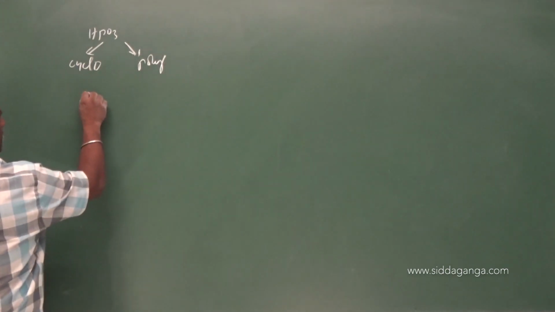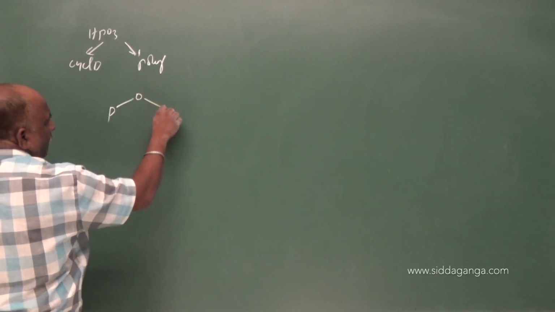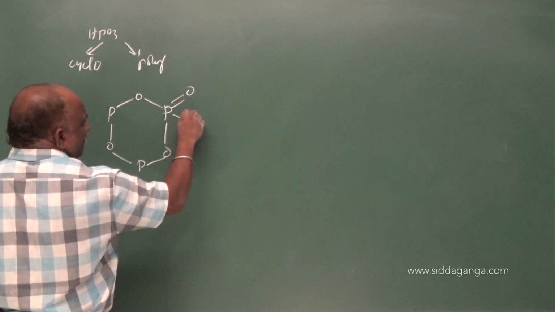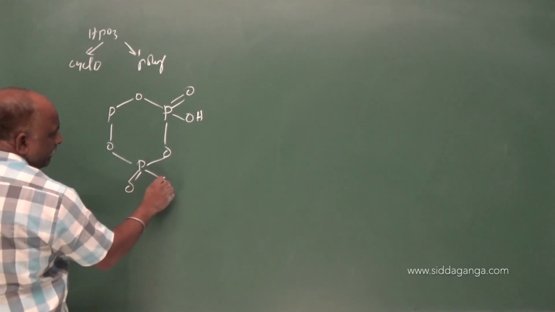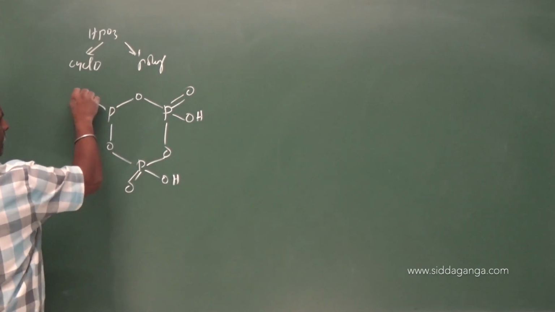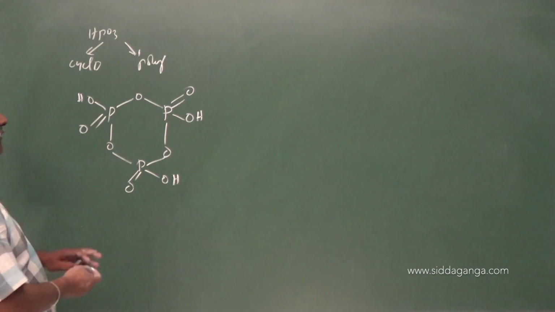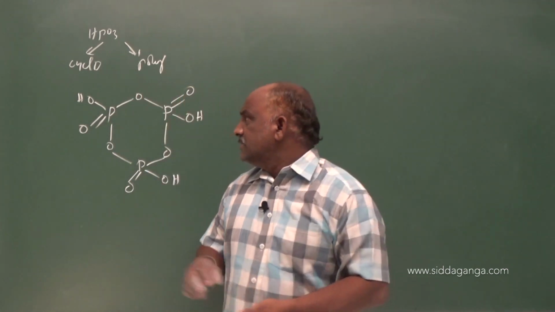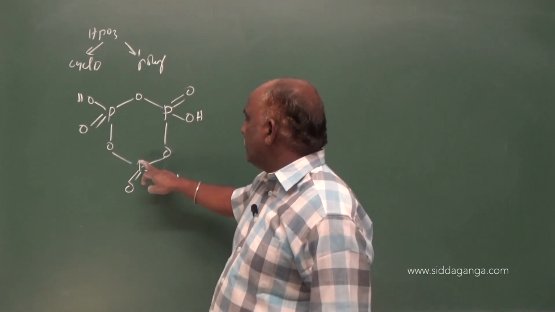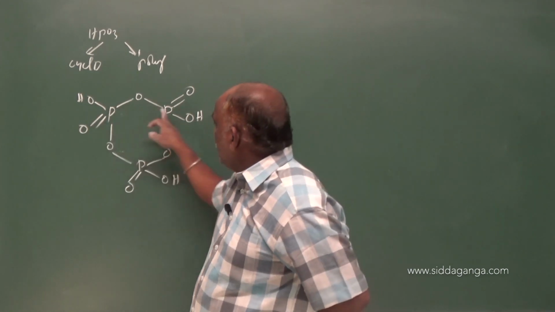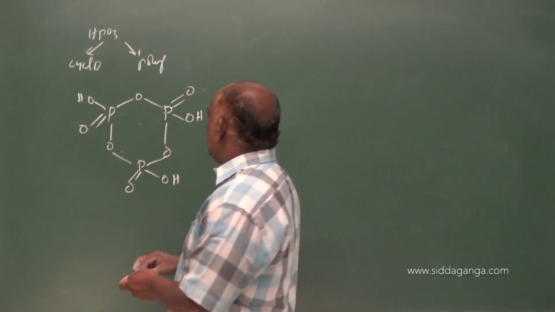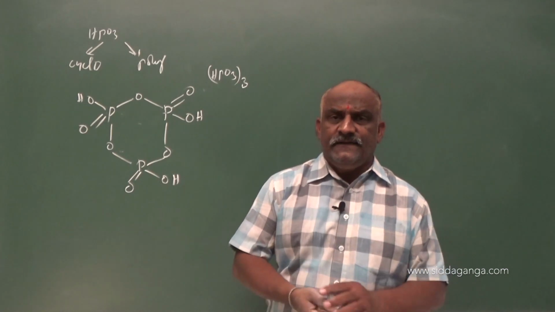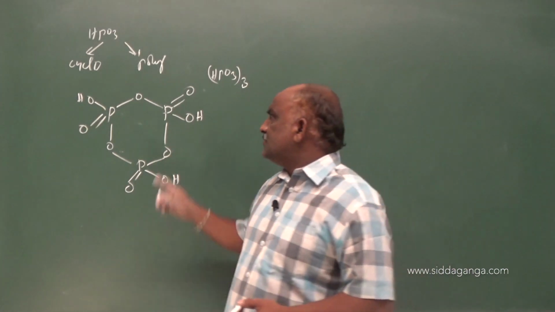See this, my dear students, this is called cyclometaphosphoric. In this cyclometaphosphoric, see POP bond, POP bond, POP bond, 3 POP bonds, 3 P=O bonds, 3 POH bonds. So this formula we should write as HPO3 taken thrice. HPO3 taken thrice. Clear, it is.